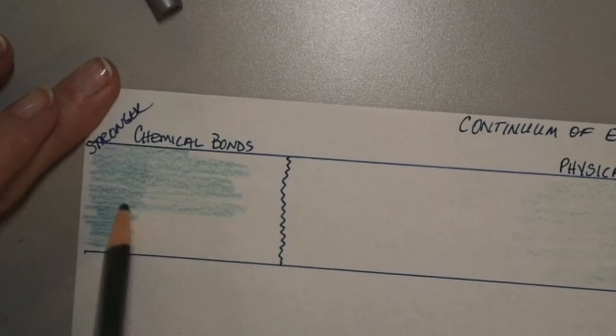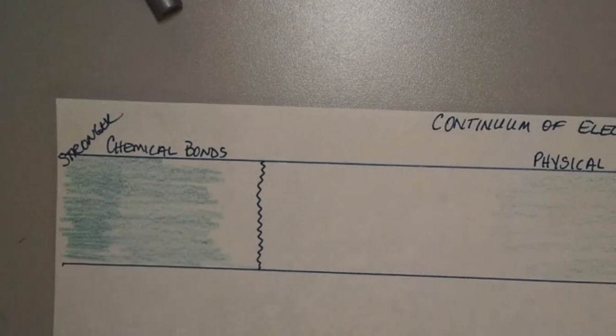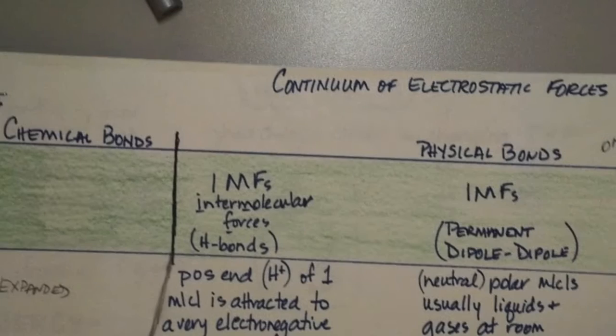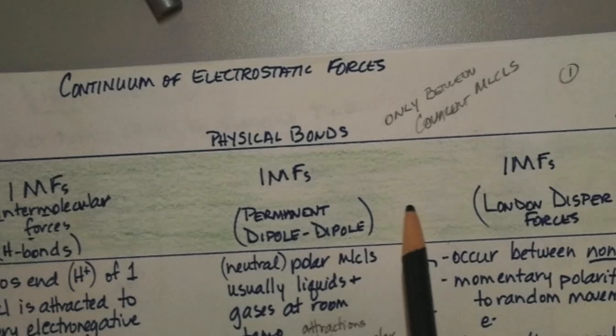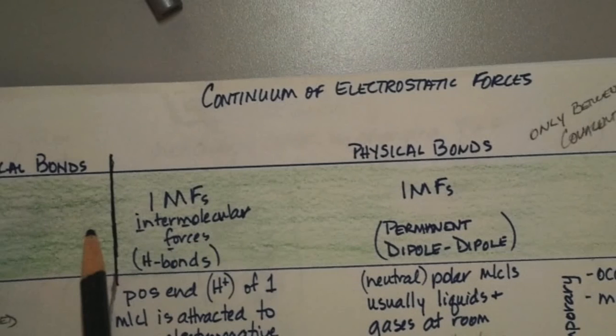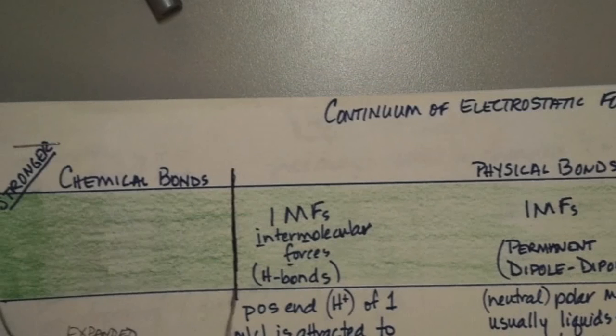So if you look at this that I have already made, it starts lighter over here, and it just gets steadily darker as you go across, until the darkest is over here where you have the strongest bond.